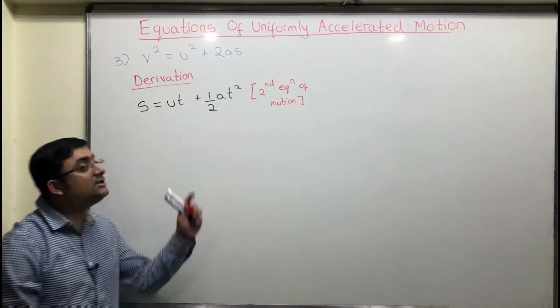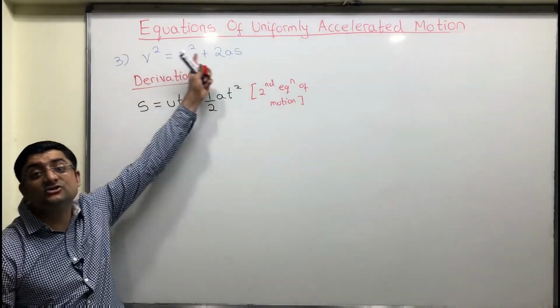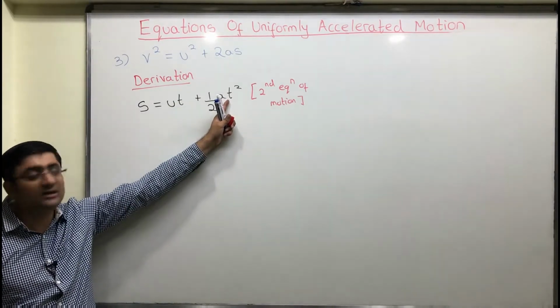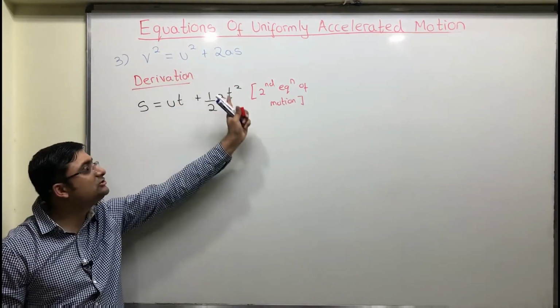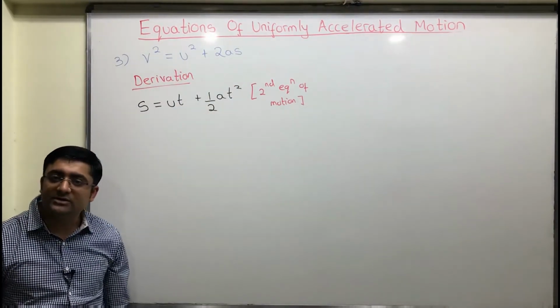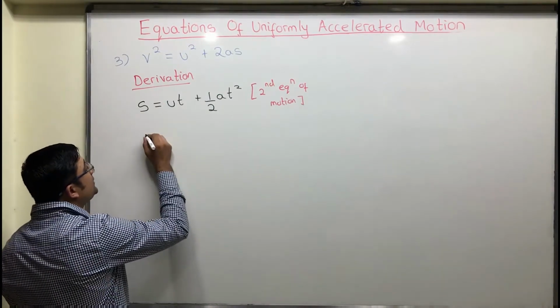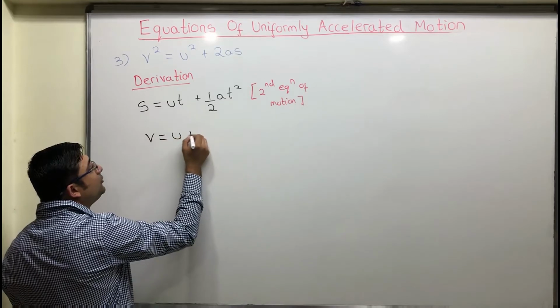Now guys, if you notice in your third equation of motion, there is no time over here, right? That means we have to substitute the value of t. I repeat, over here there is no time, so we have to substitute the value of t. How do we substitute the value of t? From the first equation of motion. Recall, what is the first equation of motion? v is equal to u plus at.